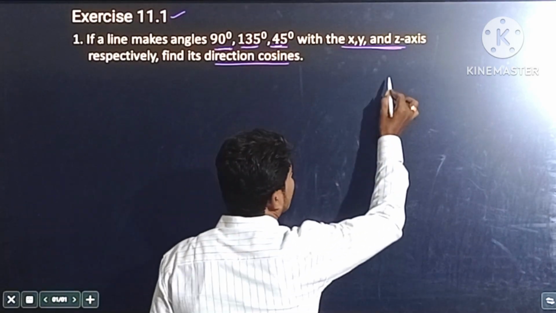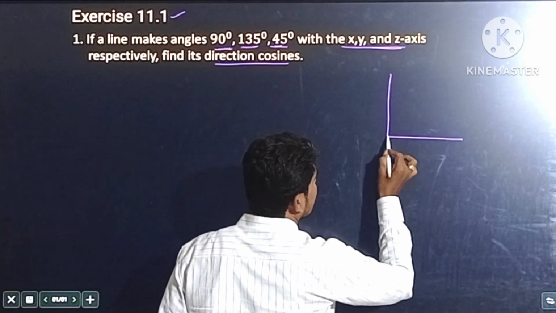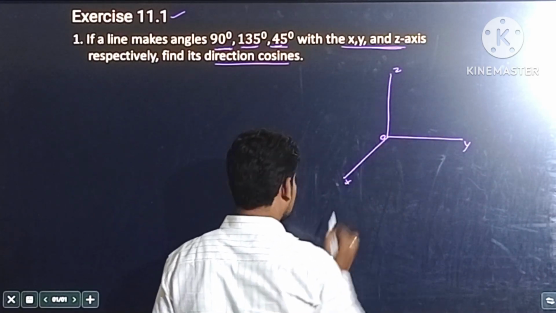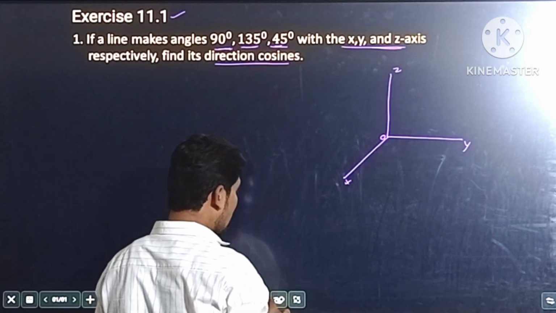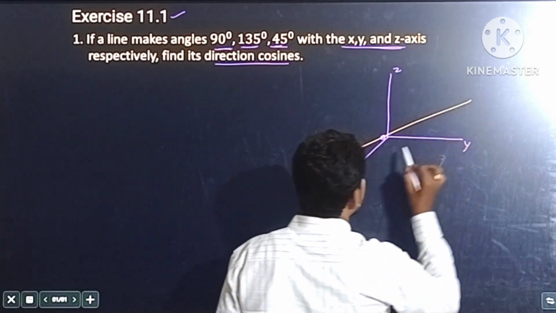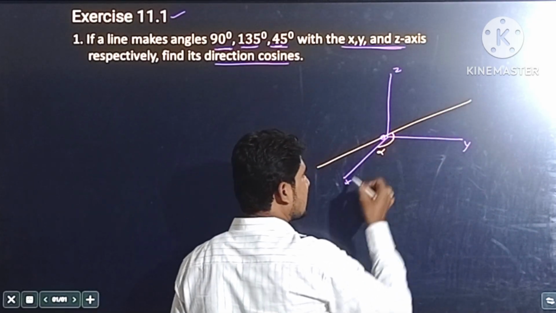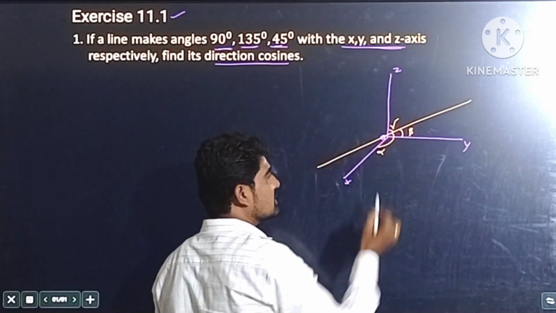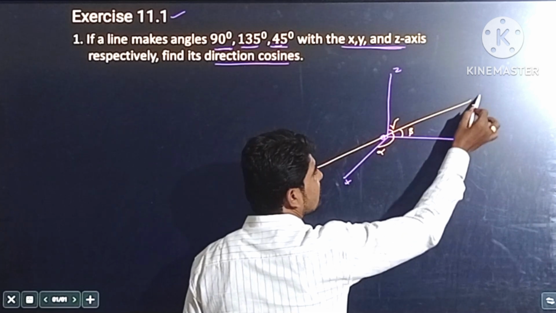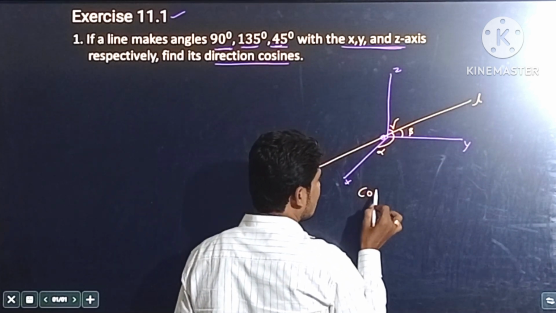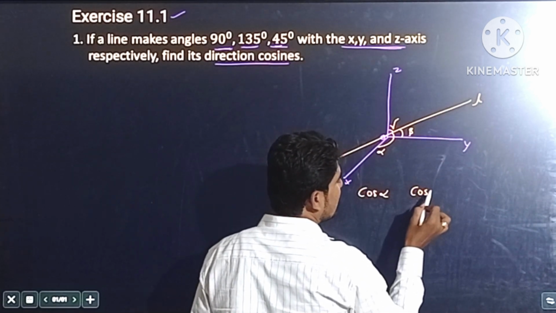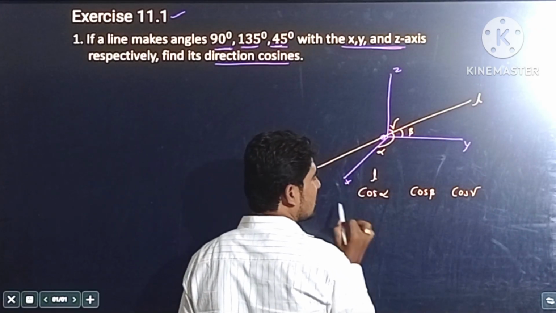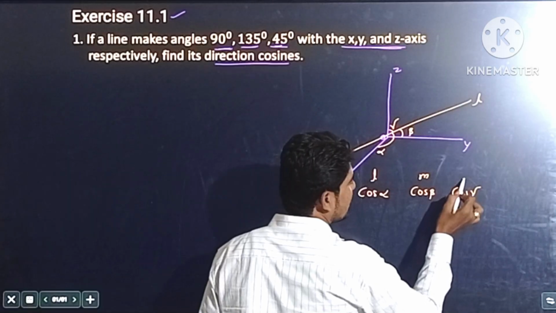So as you know, if this is the x-axis, y-axis and z-axis, and this is the origin, and a line makes angles alpha with the x-axis, beta with the y-axis, and gamma with the z-axis, then the direction cosines of this line L are cos alpha, cos beta, and cos gamma, where cos alpha is l, cos beta is m, and cos gamma is n.